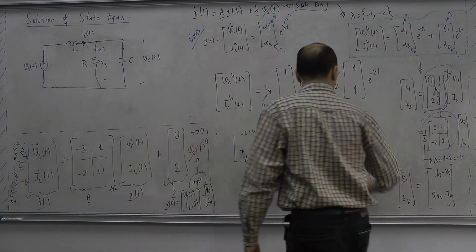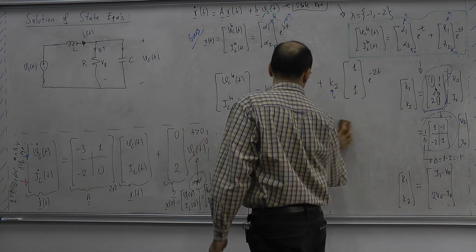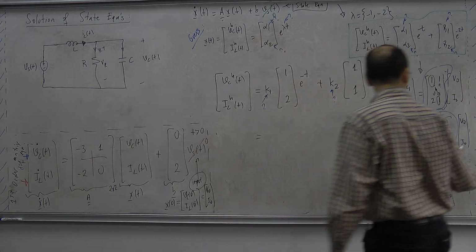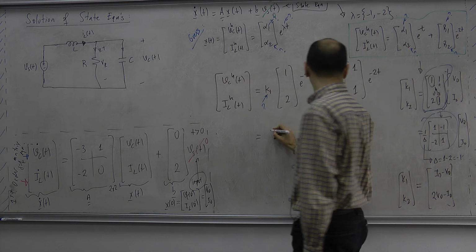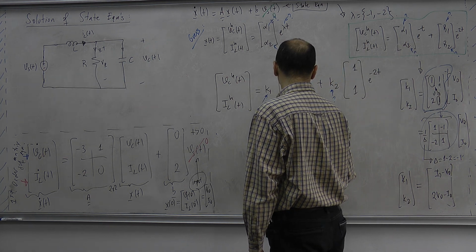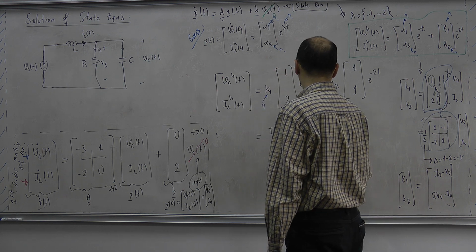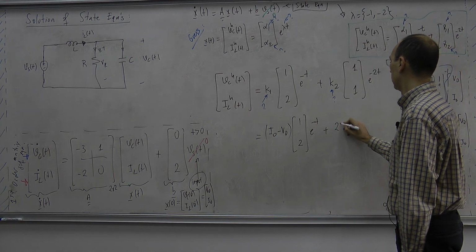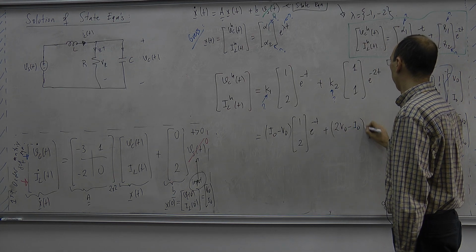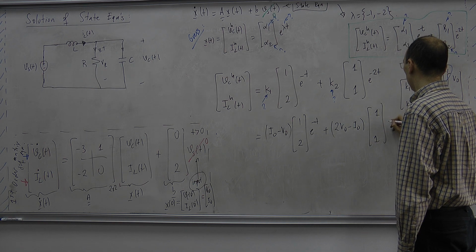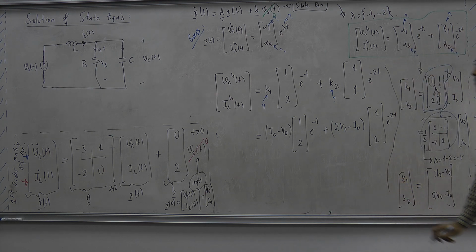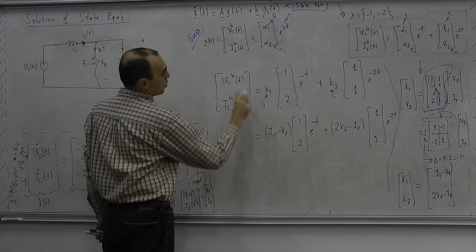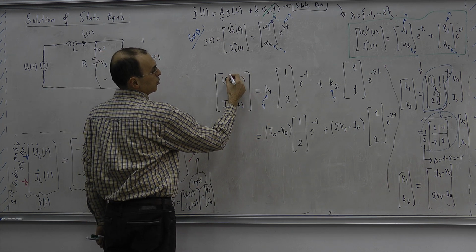Why do I say so? Well, K1 is equal to this. K2 is equal to this. And this is the end of this problem. Right now it's not the homogeneous solution because I have evaluated these coefficients. This is called the zero input solution.